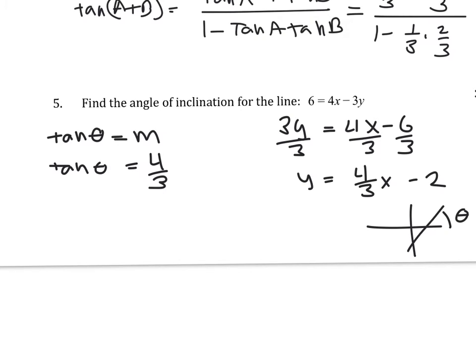So how do we find theta? Inverse tangent, right. So theta equals inverse tangent 4/3. Now, when you do this, you have to keep your brain engaged, because if your slope is negative, you'll get a negative angle. But then you add 180. You'd add 180 to that.